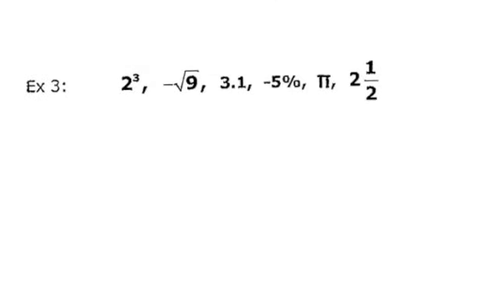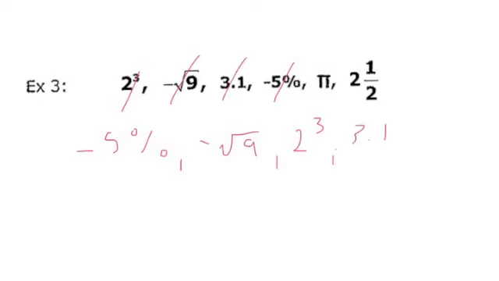Alright, let's go ahead and put these in negatives and positives. So we got negative 5%. We got negative square root of 9. And then we got all of our positives. 2 cubed, 3.1, pi, and 2.5. Okay, let's go ahead and convert all these to decimals.